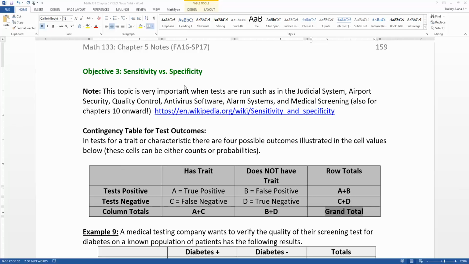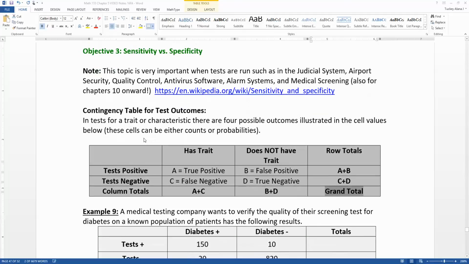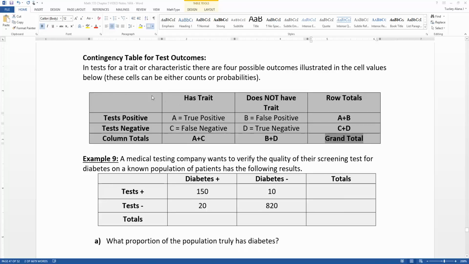Now we need to take some time and discuss a very important topic, sensitivity and specificity. This is particularly important for people in the judicial system, legal system, medical testing, tox screening, all that stuff. Now we've seen contingency tables before, and we're going to look at them some more. Here we're looking at it for when you're testing for certain outcomes.